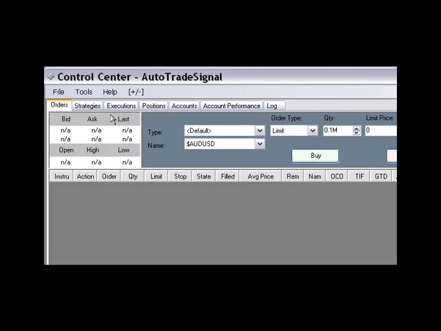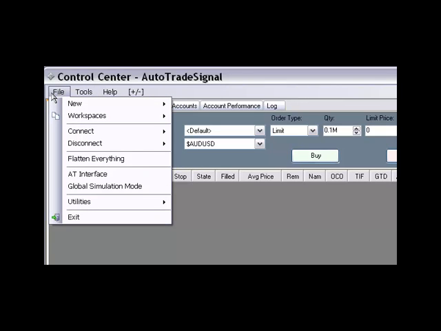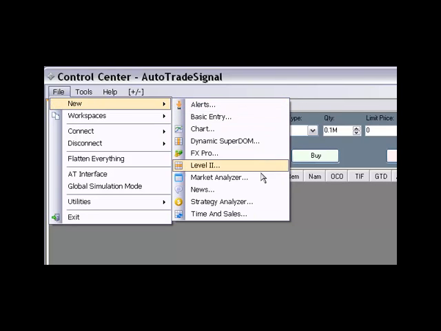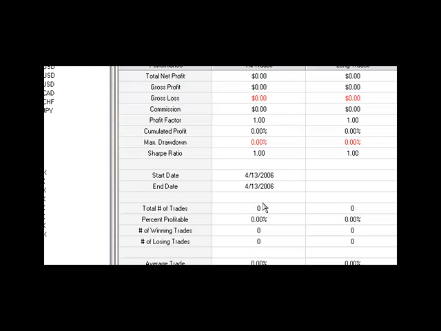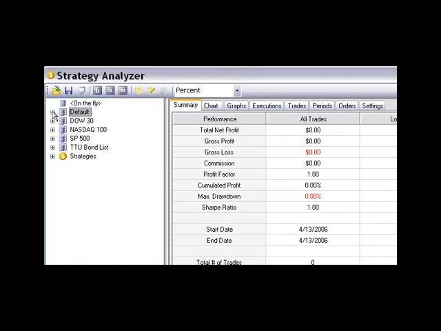We're going to do that by using the NinjaTrader backtesting facilities. In order to run a backtest, or to see how well a particular strategy would have done on a group of stocks, for example, we will first select File, New, and we're going to open up the Strategy Analyzer here. NinjaTrader will open up a Strategy Analyzer window.